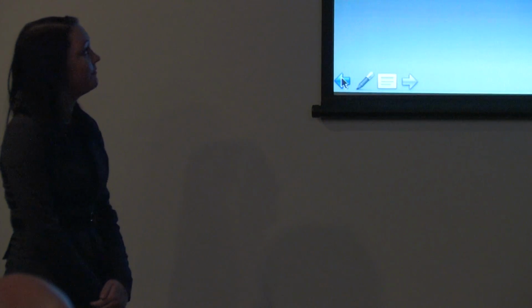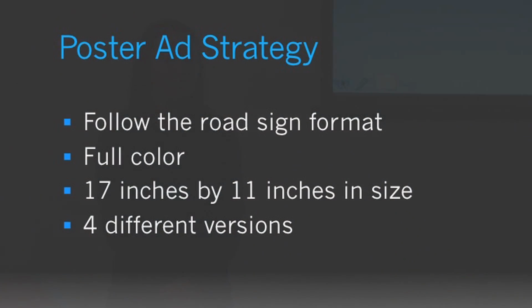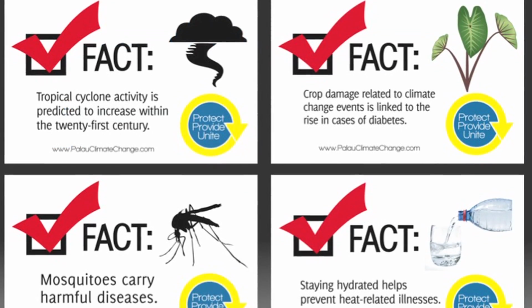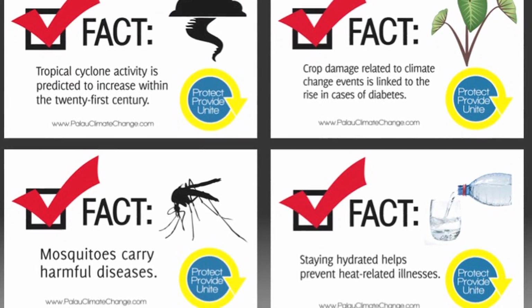The next will follow the roadside format. They'll be full color, 17 by 11 inches in size. There'll be 4 different versions of these. These are 4 different versions, and you can also see them displayed to the right.